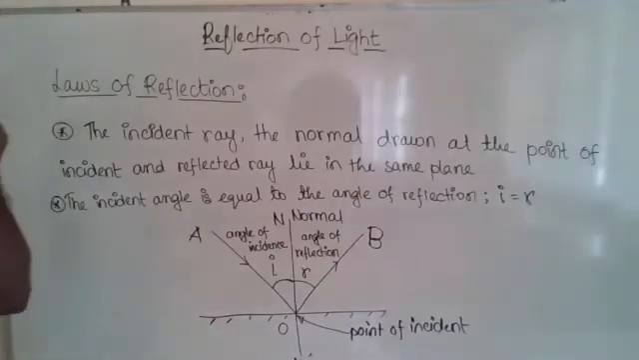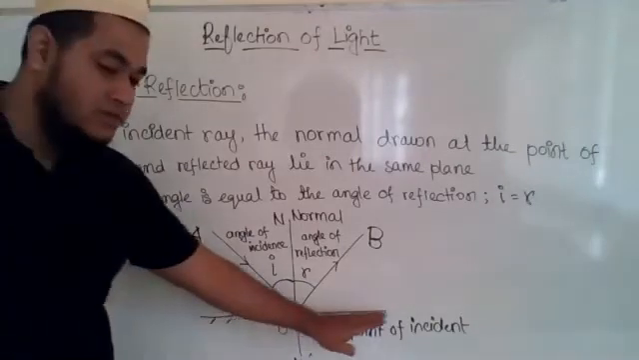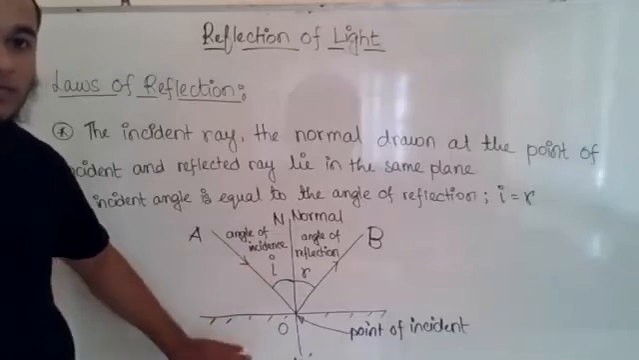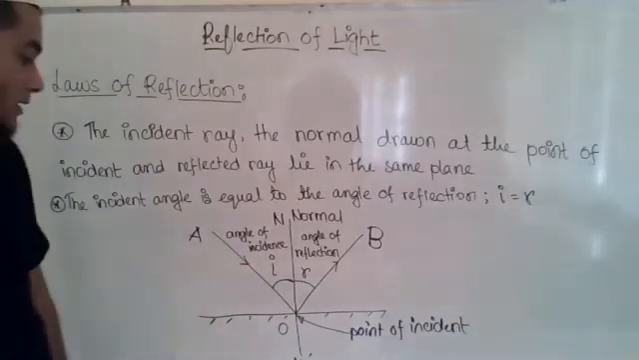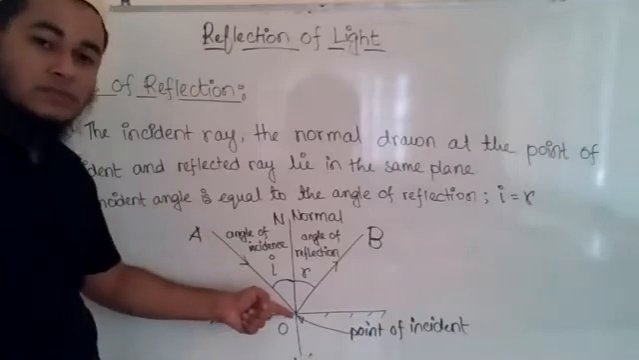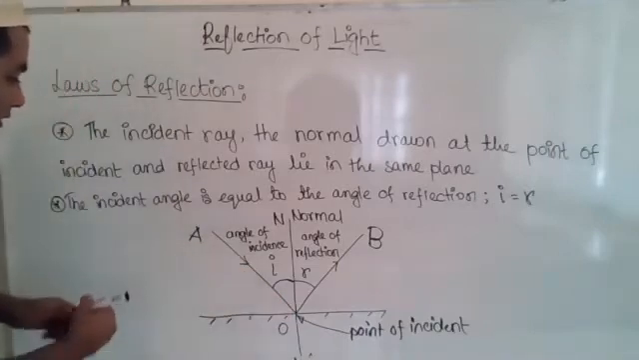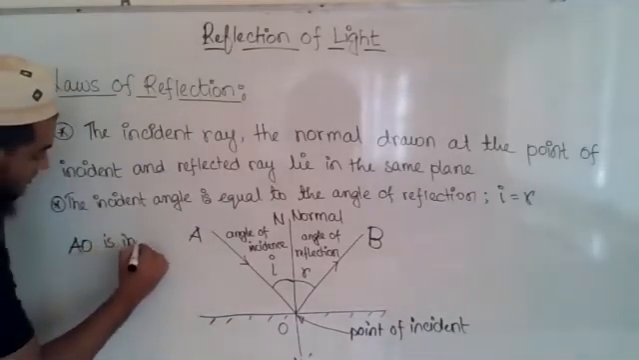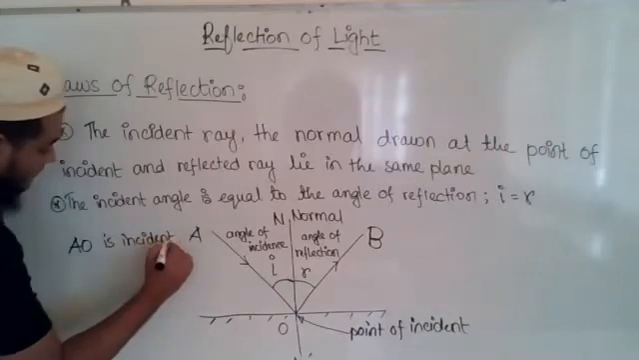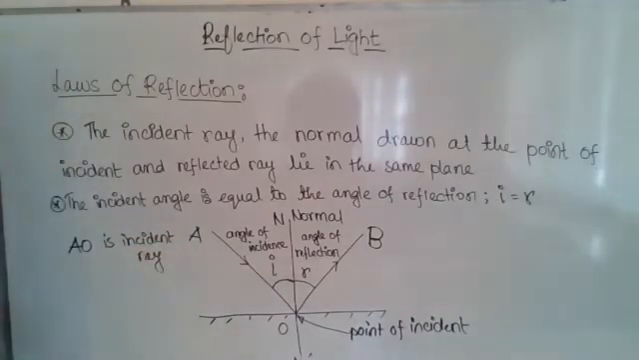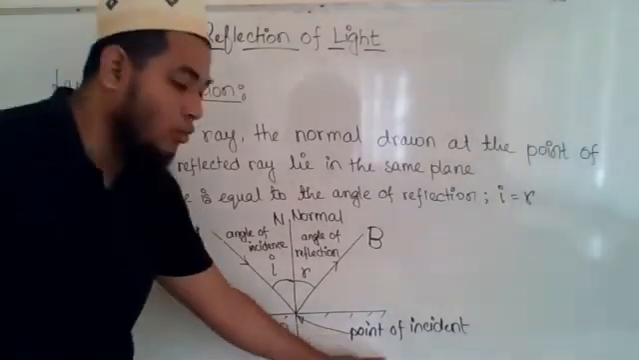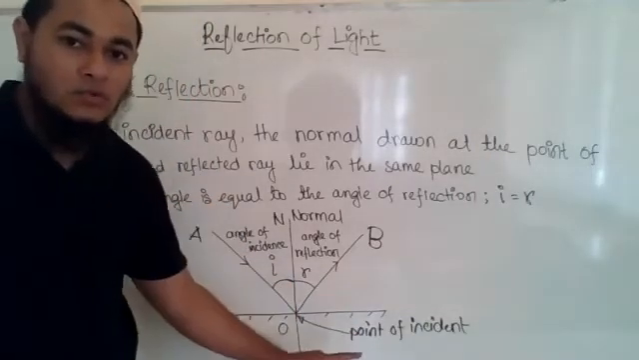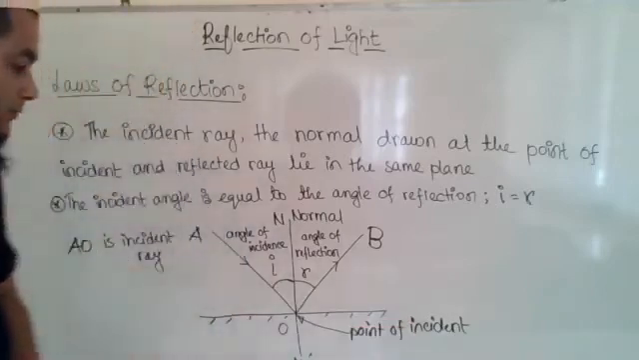What are they? At first, we know that this is the surface of separation of the two media, right? This surface separates the first medium and the second medium. Now this ray is the incident ray. This AO is the incident ray. And what is O? O is the point of incidence. The point at which the ray is incident is known as the point of incidence.